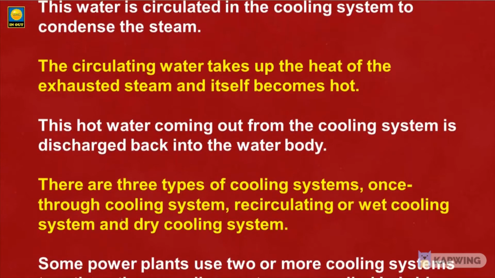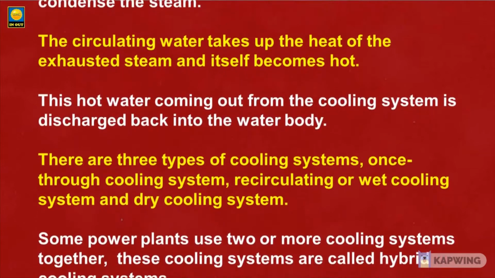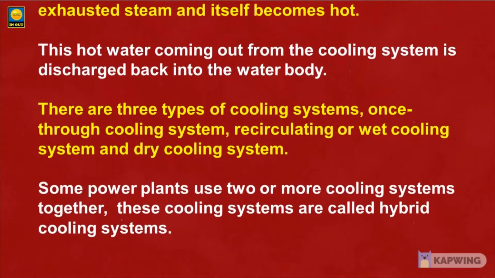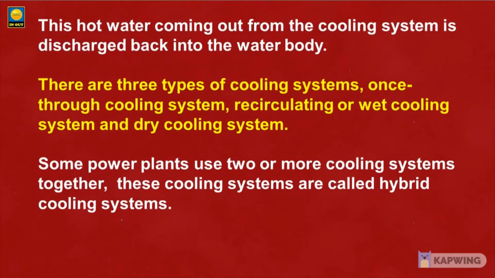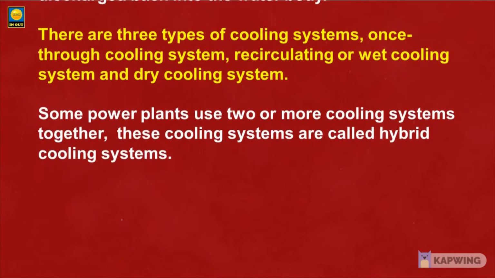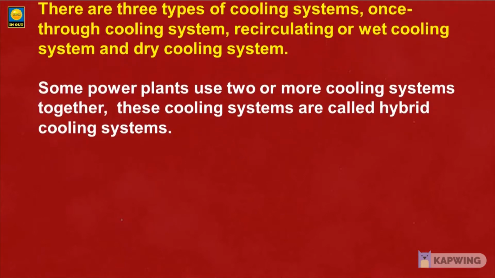There are three types of cooling systems: once-through cooling system, recirculating or wet cooling system, and dry cooling system. Some power plants use two or more cooling systems together. These cooling systems are called hybrid cooling systems.